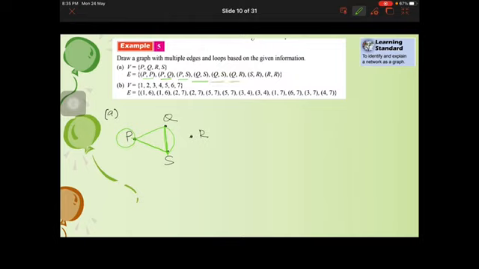Okay, then QR, and then SR, single edge, and RR, again the same vertex, that means it's a loop. Okay, so this is my graph for the graph with multiple edges and loop. Now let's look at question B. Okay, now the vertices are 1, 2, 3, 4, 5 until 7. Okay, so how am I going to do it?